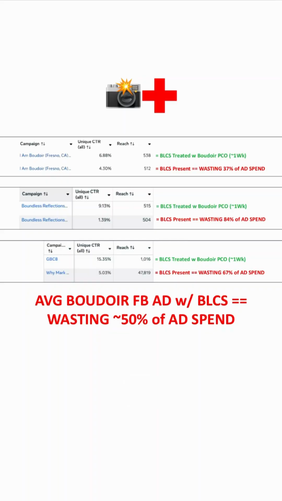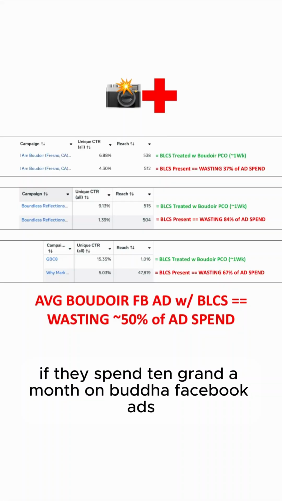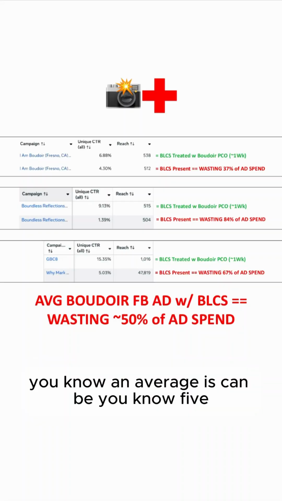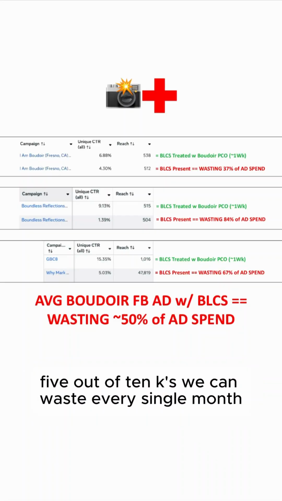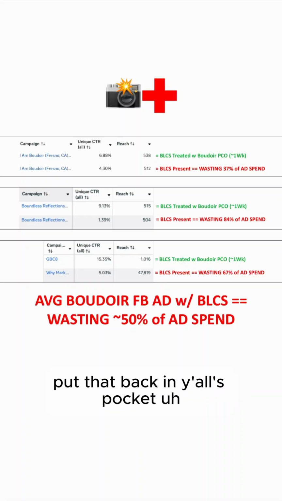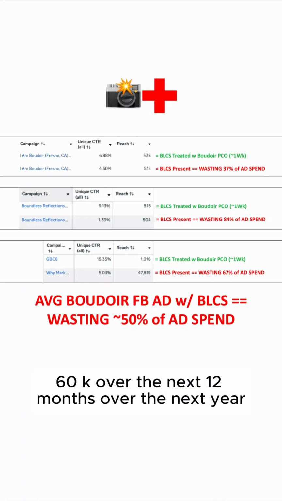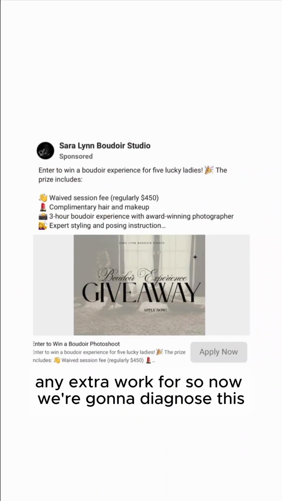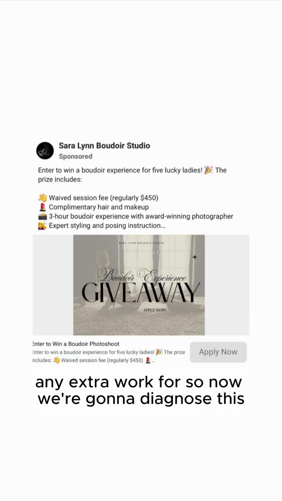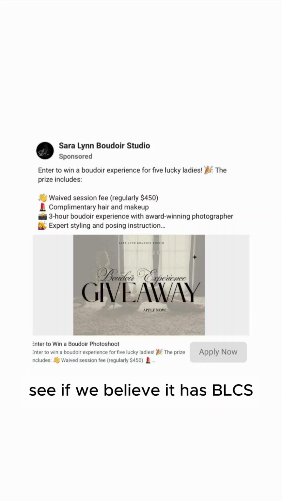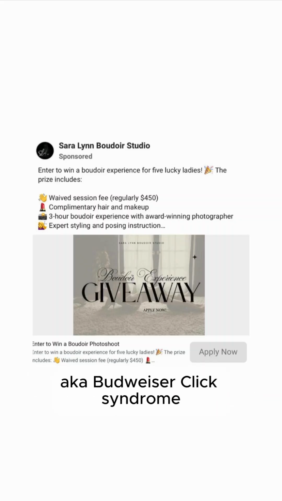So if they're spending 10 grand a month on Boudoir Facebook ads, on average, 5 out of 10K is being wasted every single month, and we can eliminate that, put that back in y'all's pocket, approximately 60K over the next 12 months, over the next year. So now we're gonna diagnose this, see if we believe it has BLCS, aka Boudoir low click syndrome.